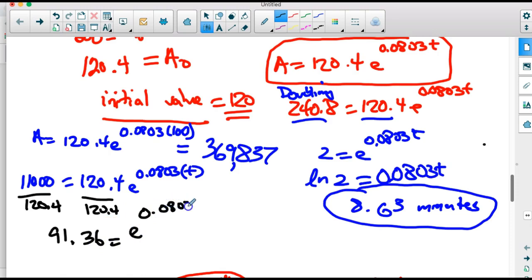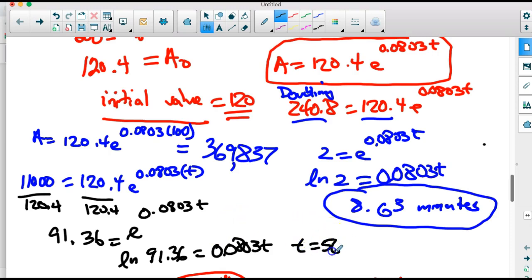And we're going to want to take the natural log. That's going to get rid of this e and give us just the exponent because they're inverses. And we need to solve that. So natural log of 91.36 divided by 0.0803 gives me 56.2. So 56.2 minutes to reach 11,000 in population. Okay, so that's my answer for that question.